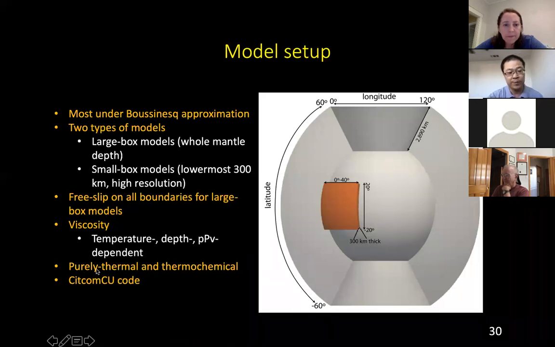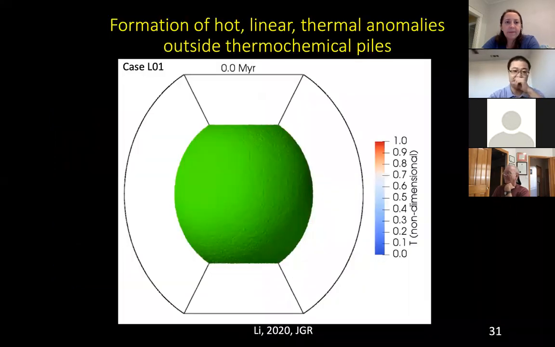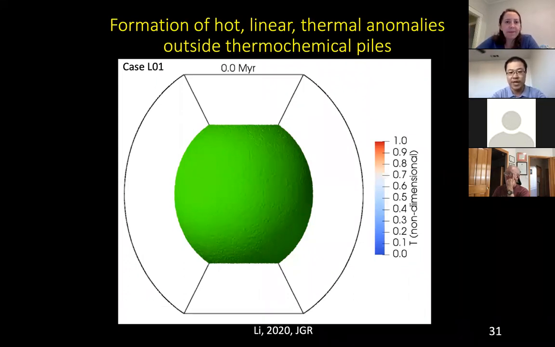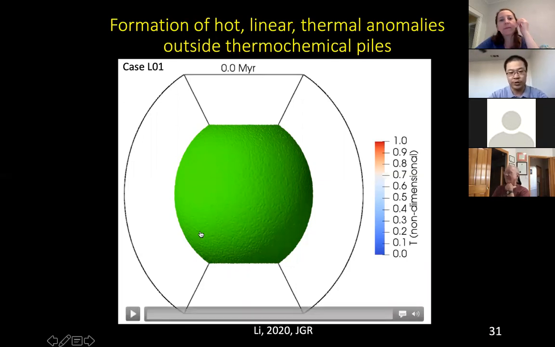We also perform both purely thermal and thermochemical calculations. And the code we use is the CitcomCU code, which is open source on the CIG website. So it's free, you can download it from CIG. Let me first show you the first model. This is a large box model, and the black color outlines the model domain. The yellow color shows an initial global layer of intrinsically dense material, and we use it to simulate the LSVP. People sometimes think the LSVPs are caused by intrinsically dense, compositionally distinct materials. So let's run the movie.